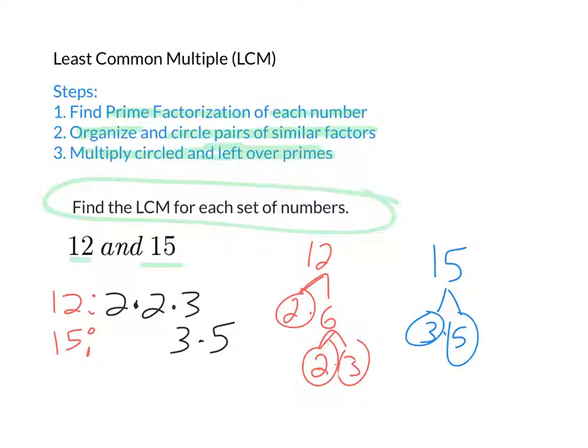All right, so what we're going to do is go along each vertical column and circle anything that they have in common. So this 2 right here doesn't have anything in common. This one doesn't have anything in common either. But these 3s they have in common, and the 5 is not. So the 3s are what's in common. We're only going to count that once.